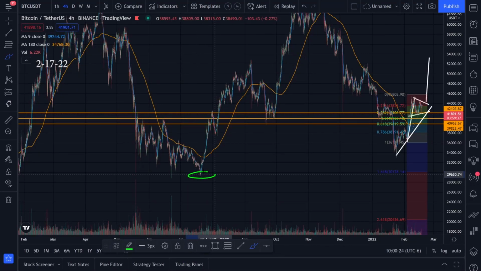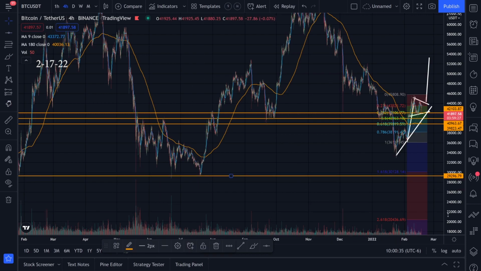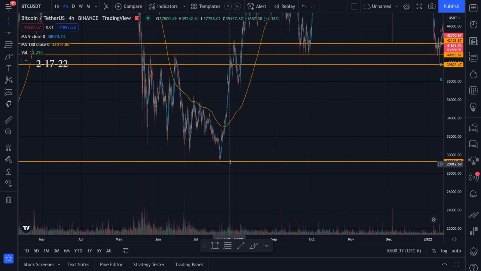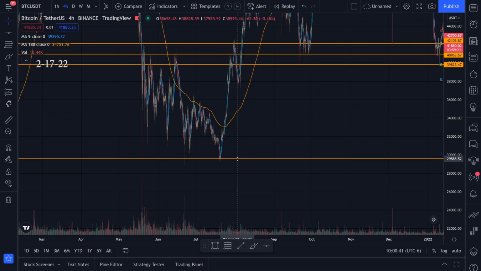And we have a bottom if we zoom out right here, and then we have a bottom right here. So let's go ahead and do some more horizontal lines. This is just if we break this trend line going to the downside. So let's do something like that. And I think I was looking at like 29,600 approximately, somewhere around there.